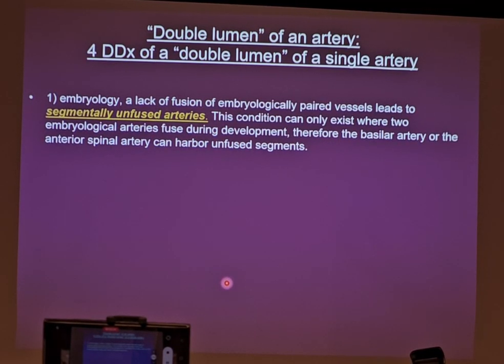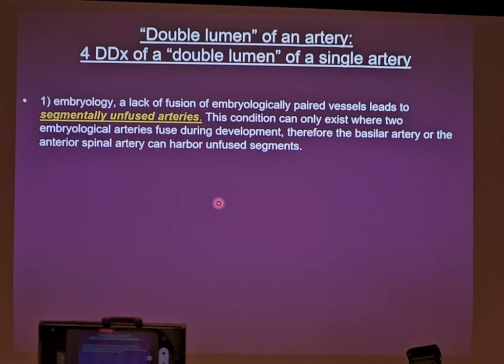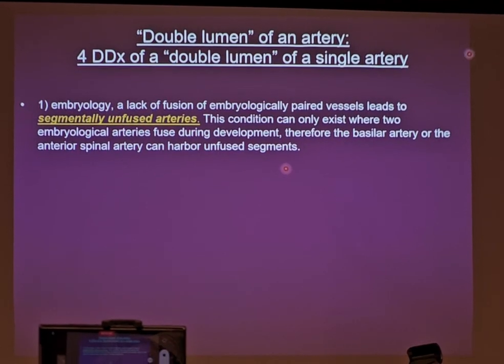So one of the last items that I want to state here is when we see more than one lumen. I think it's nicely summarized. I think Timo did this a few years ago with a summary, as we were confused. So the very first is embryology. If you have a lack of fusion of embryologically paired vessels, leading to segmental unfused arteries, this is the first type of two lumens.